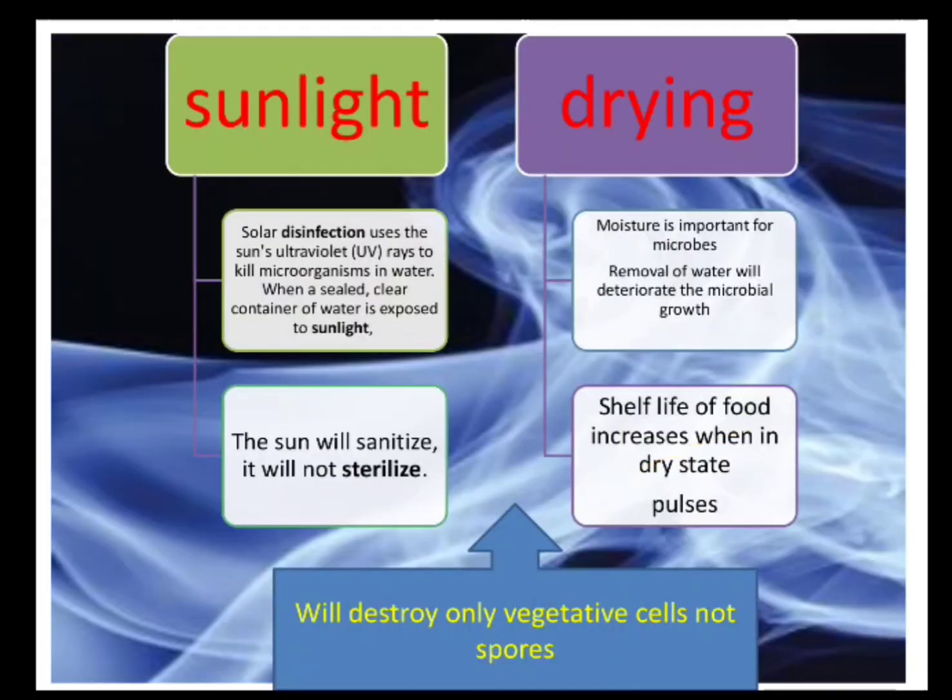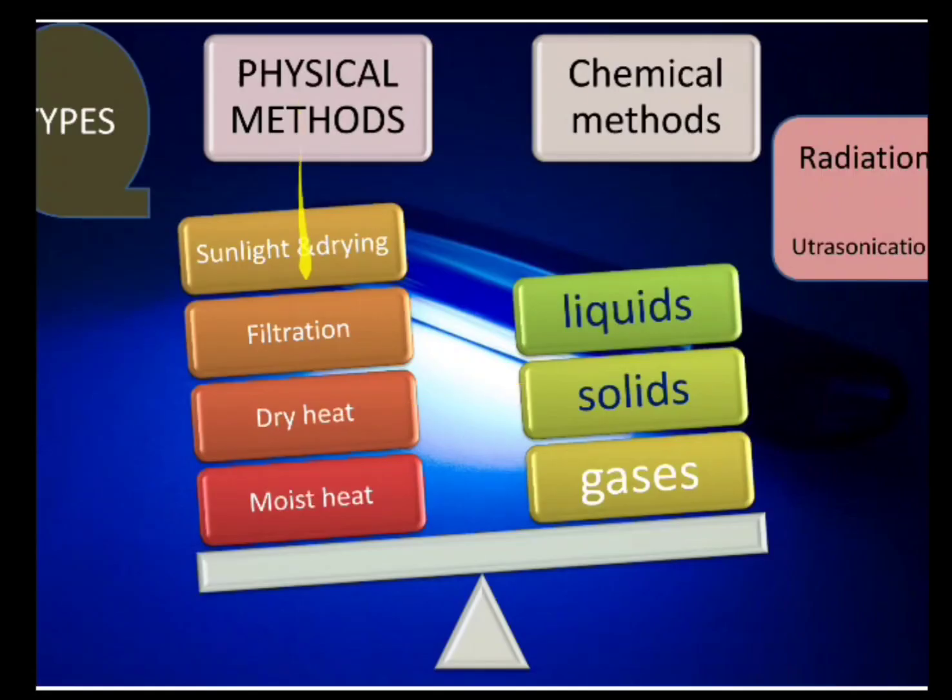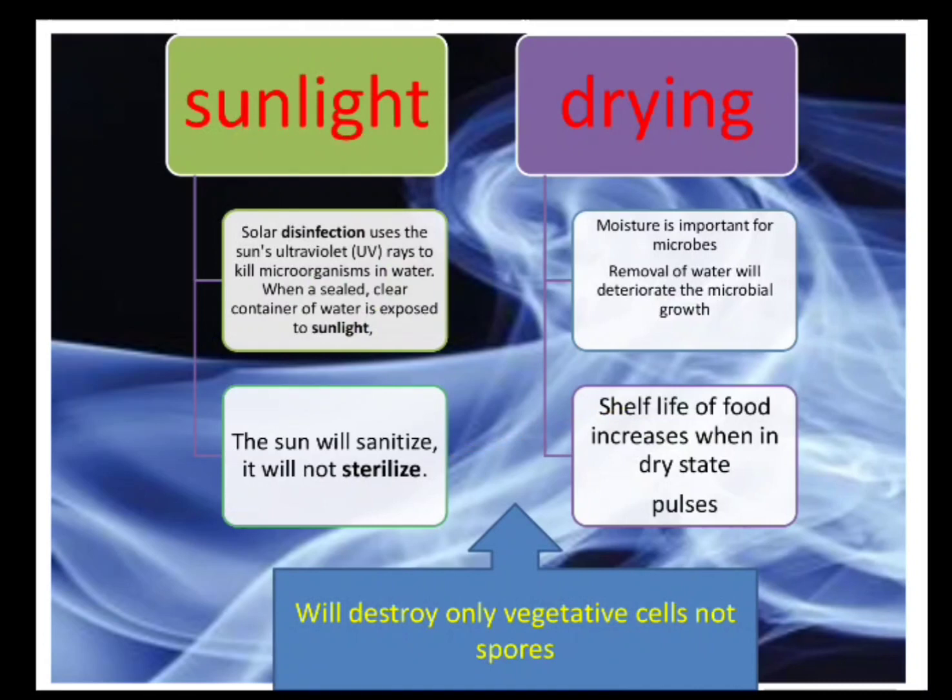Moving further, I had spoken to you about the physical methods, that is sunlight, drying, filtration, dry heat and moist heat. Talking about the first type here, sunlight. We use different methods to control the microorganisms, and one of the methods is sunlight. We know that sunlight has UV, ultraviolet radiations, and through ultraviolet radiation, microorganisms are destroyed through mutations. There are certain changes that happen in the DNA or the genetic material of the microorganism. Thus, it will modify or destroy the microorganism.